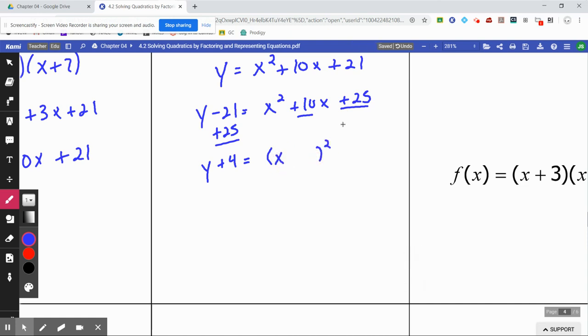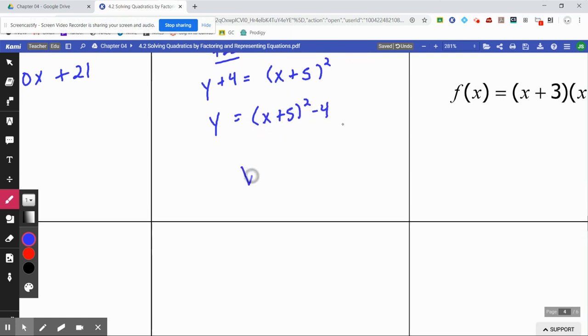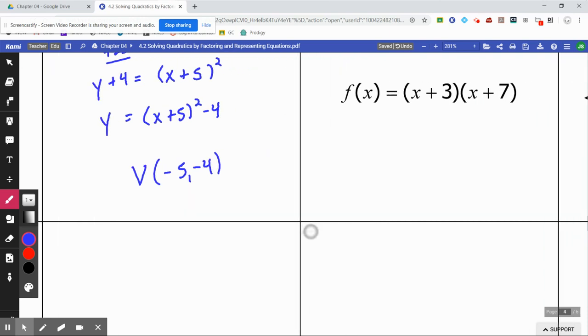X times itself. Take half of this to find your other part of your factored term. And you now have, move the 4 back over by subtracting, x plus 5 squared minus 4. So therefore your vertex would be, the plus 5 moves it left 5, the minus 4 moves it down 4, so that'd be a vertex of negative 5, negative 4.